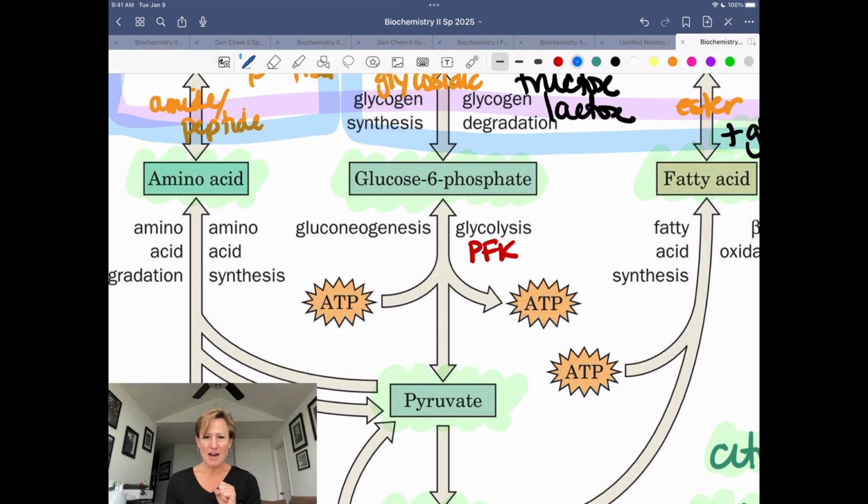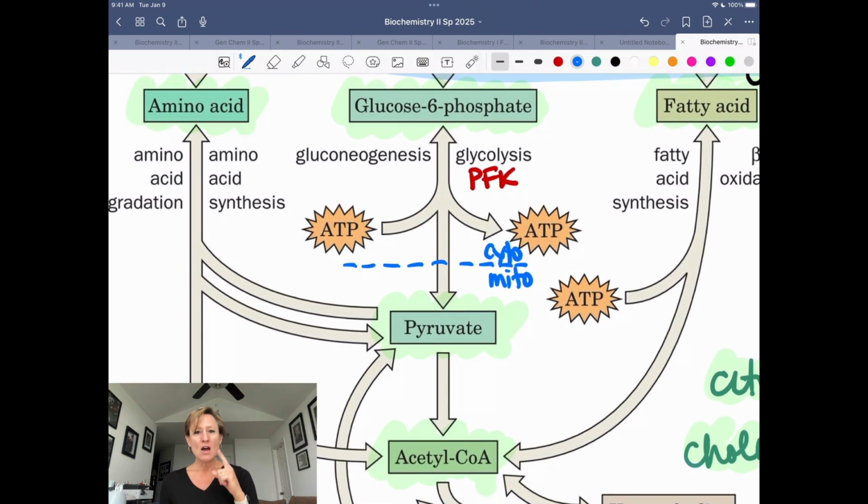Other pieces that we're going to highlight here, and I'm just going to show it here. I want you to think about cellular location. We're going to call this cyto and mito. Glycolysis occurs in the cytosol, and then everything else that we learned from a carbohydrate metabolism standpoint happened after that, okay? So glycolysis occurs in the cytosol, and then we get to pyruvate, okay?